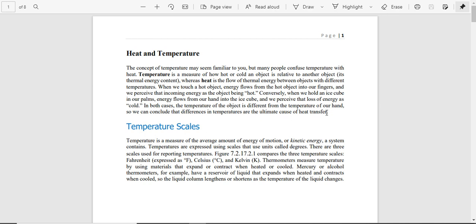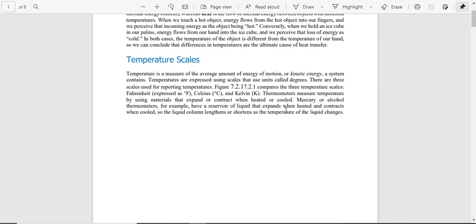Next, you have temperature scales. To make it short, you have three temperature scales, which are your Fahrenheit, Celsius, and Kelvin. These measure the average amount of energy of motion, or your kinetic energy.